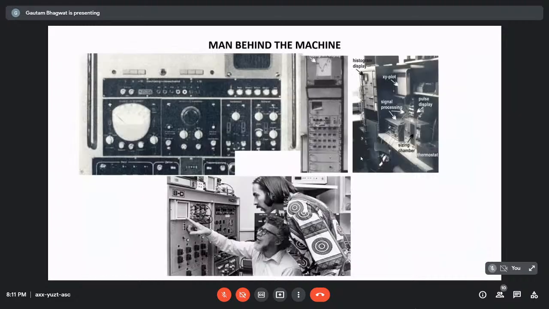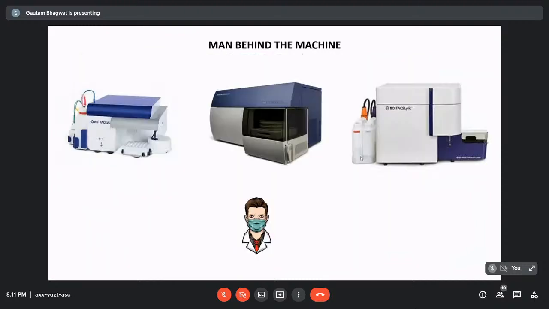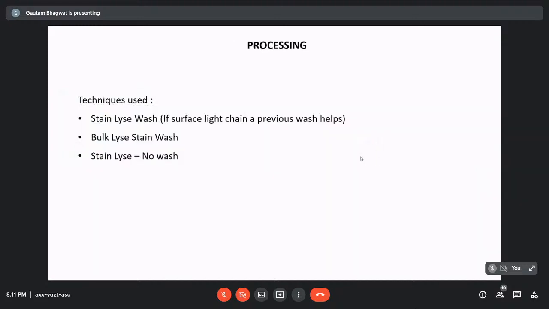But there has to be a man behind the machine. The machine is not going to do everything for you. The doctors and the technicians are the people behind the machine. What we do is, we process the sample and put it into the machine.